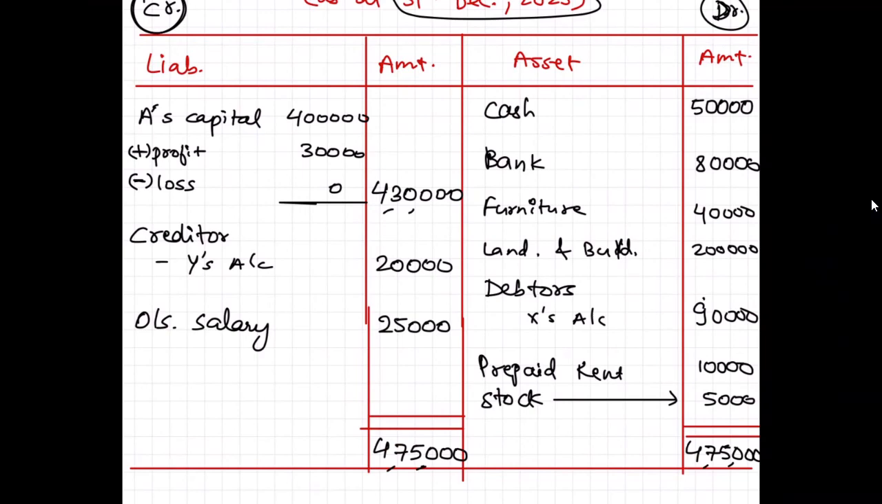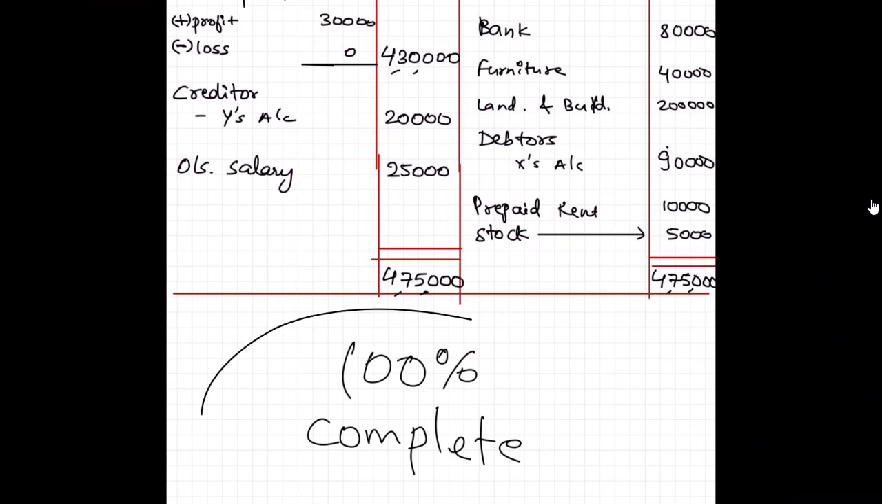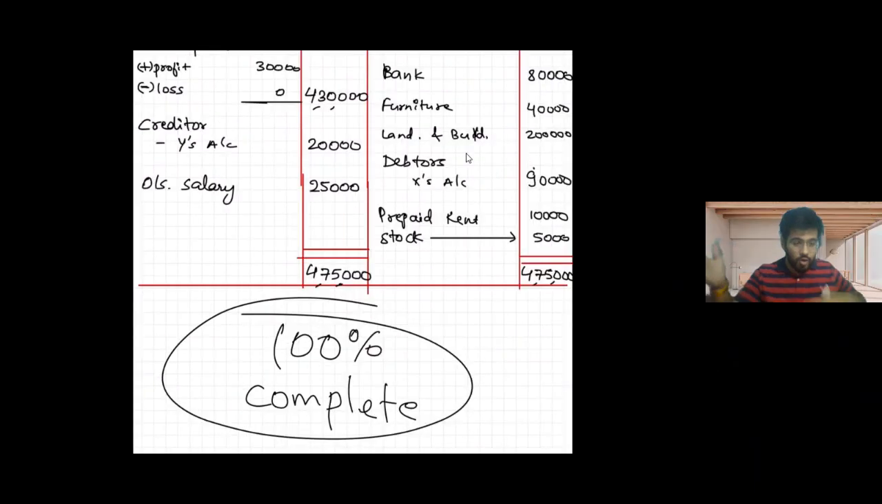So now I can tell you that my question is 100% complete. This is the whole end-to-end accounting which I talk about. We will have many adjustments, many things which will revolve around this picture, but this is the end-to-end accounting.